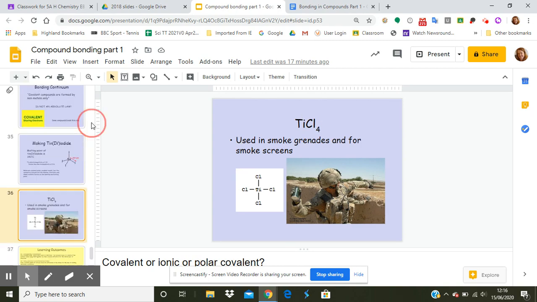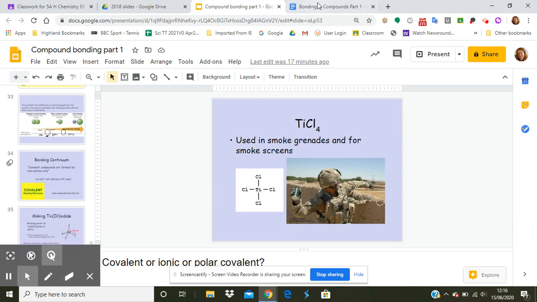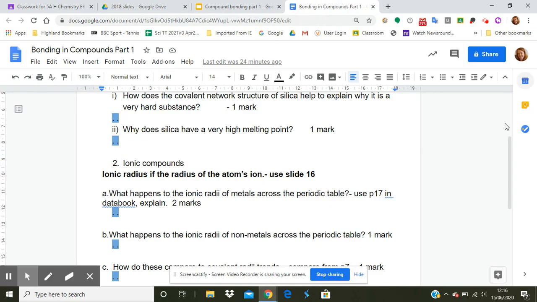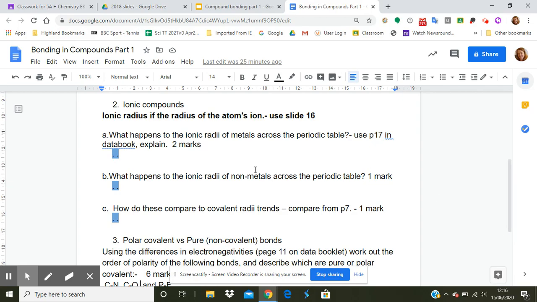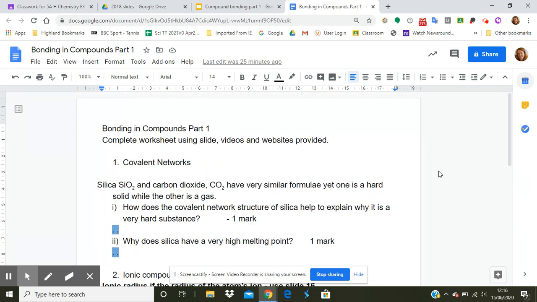So have a go. Go through the worksheets. The worksheet is called Bonding in Compounds. Before you get started, I forgot to mention, do the starter task from last time. It's a wee quiz about elements and bonding. Give me a shout if anybody is stuck with anything. Good luck. Bye.